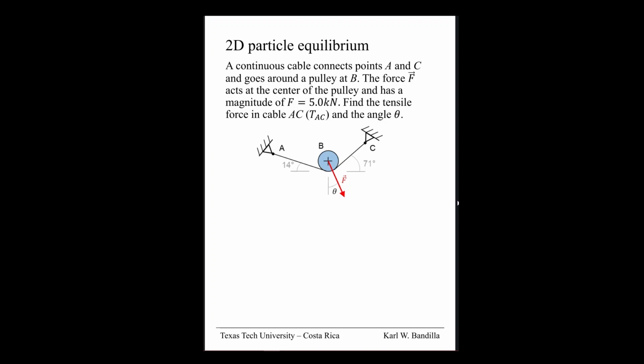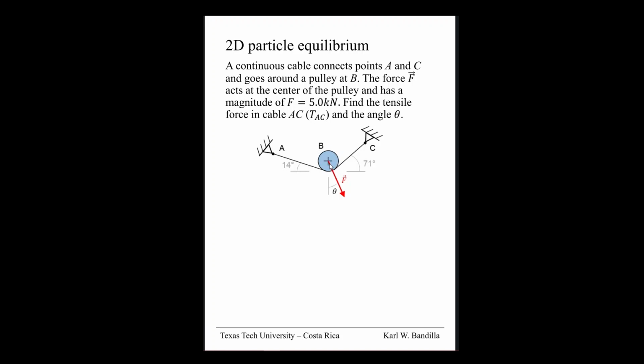Here is a 2D particle equilibrium problem. We have a continuous cable that goes from A all the way to C, so there's not a node here. It goes all the way straight through. And on this cable, there's a pulley at B.